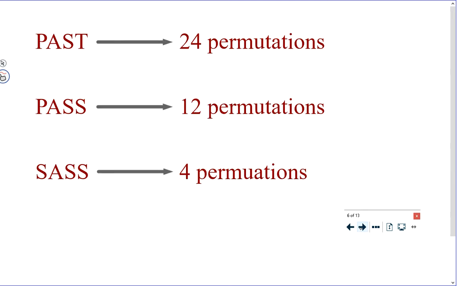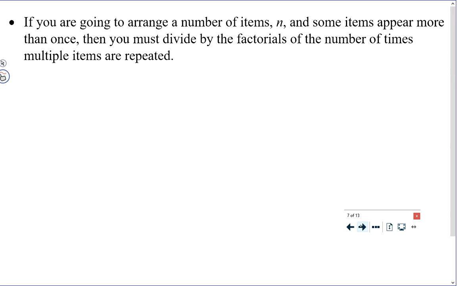If you arrange 4 items that are all different, you get 24 permutations. If you arrange 4 items but 2 are identical, you get 12. And if you arrange 4 where 3 are identical, you only get 3. And there's a rule that we use for this. The rule is that you divide by a factorial of the items that are repeated.